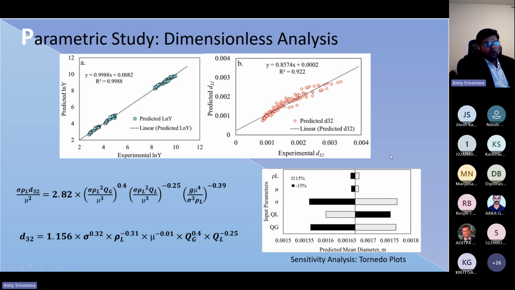So if we want to optimize our process, we have to first solve the problem related to these three parameters, and after solving that, we should move to viscosity and density of the liquid. We should not start with viscosity and density of the liquid.